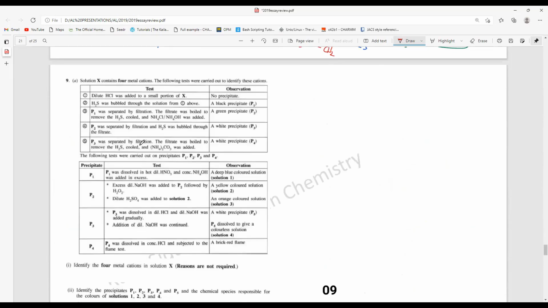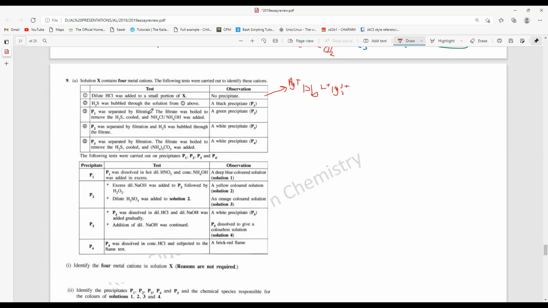So question number 9. Solution X contains 4 metal cations, right? Dilute HCl was added to a small portion of X, and there was no precipitate. This is like the first group cation analysis. So there cannot be Ag+, there cannot be Pb2+, and there cannot be Hg2 2+, right? So these cannot be there.